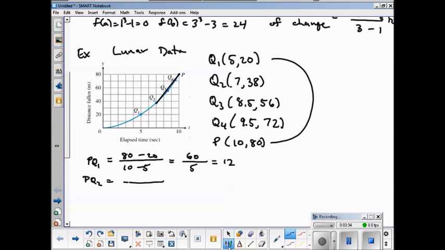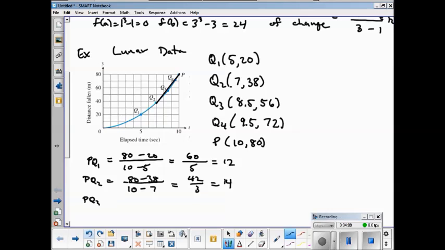We're no longer looking at those. We're looking at Q2 and P, so it's going to be 80 minus 38 over 10 minus 7, over 3. 42 over 3, which is 14.